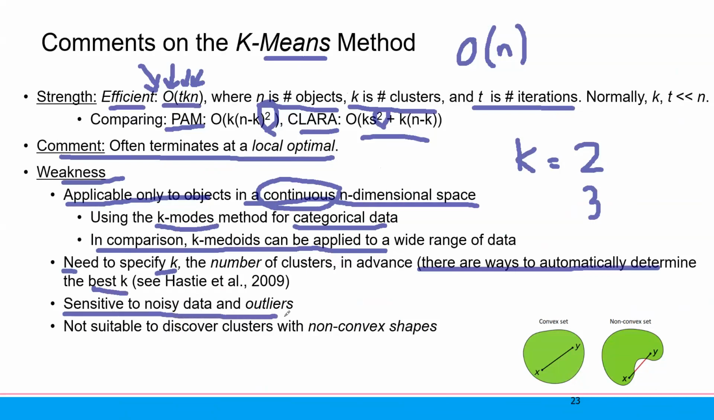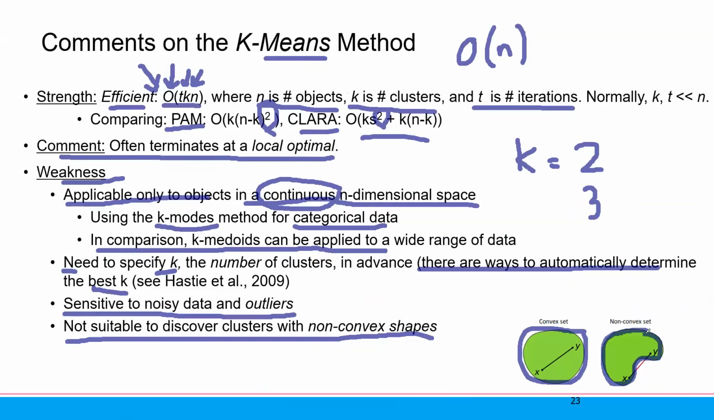The other weakness is it is sensitive to noisy data and outliers. If your data contains noise or some outliers, then the result is not that good. And it is not suitable for discovering clusters with non-convex shapes. The convex shape is something like this, so it's always like a circle. But non-convex, maybe something like moon data, is not handled by k-means.